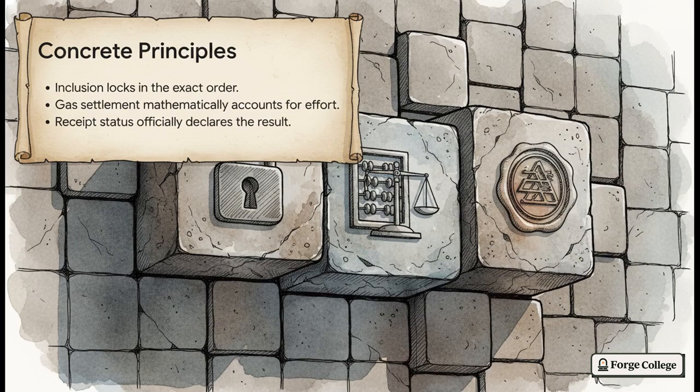First, inclusion definitively locked in the exact order of events. Second, the gas settlement mathematically accounted for the network's computational effort. And third, the receipt status officially declared the canonical results of the world. Together, these intersecting elements effectively cement your state transition right into the chain's authoritative history. Once these are in place, the distributed network has agreed on exactly what happened and in what exact order.